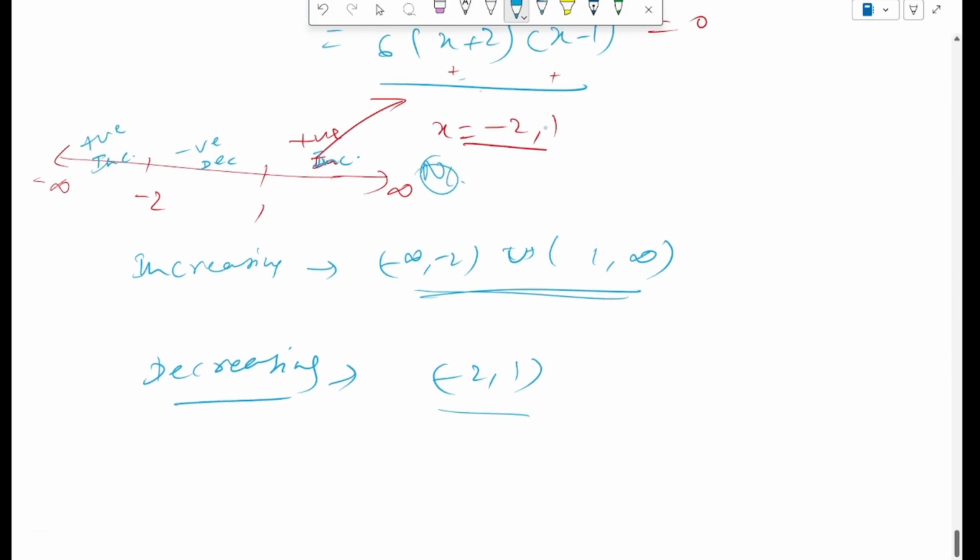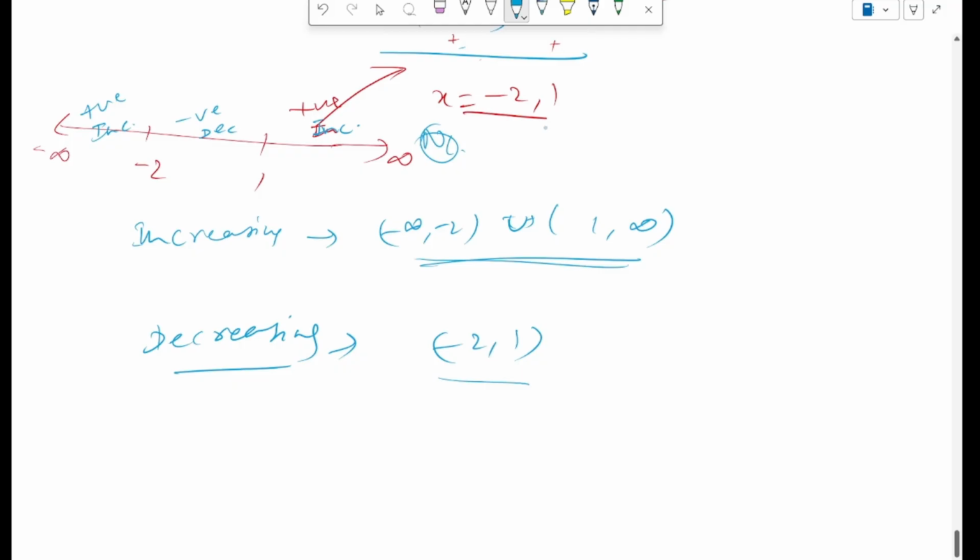Now let's see the nature at critical points. At minus 2, what is happening? The function was increasing first, and then it started dropping after minus 2. So at minus 2 we got a peak, right? So at x equal to minus 2, the function is likely to produce a maximum value. It may be a local maximum or maybe an absolute maximum, which we will talk about later in this video, but this is a maximum value of the function in the neighborhood.